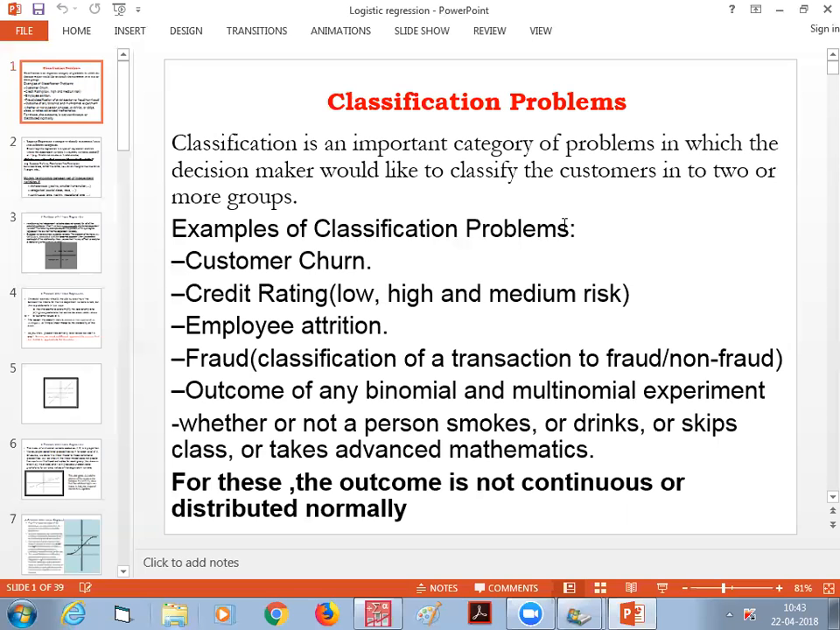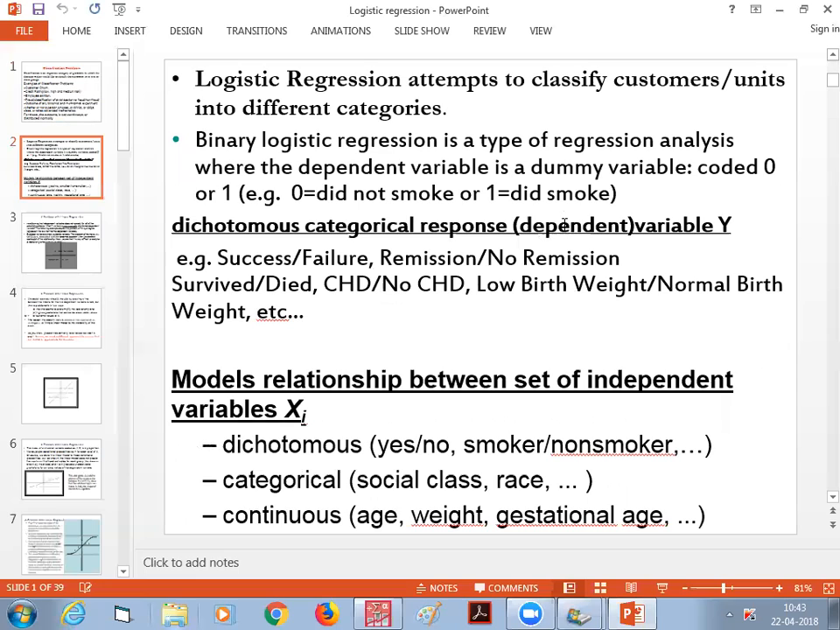So it is a continuation, in fact an extension, of discriminant. Logistic regression attempts to classify the customer's units into different categories, like 0 and 1. Dichotomous categorical response: survived, died, CHD, no CHD, low birth weight, normal birth weight, etc. The independent variables can be dichotomous categorical variables, like social class, race, etc., or continuous ones, like age, weight, gestational age, etc.